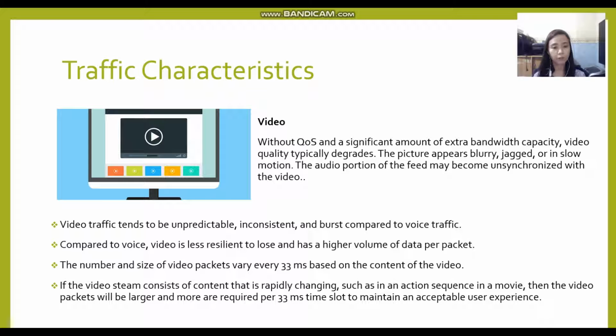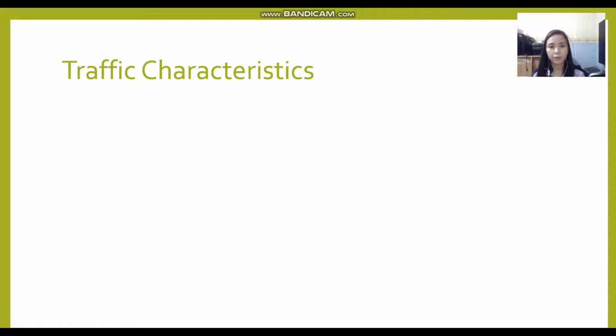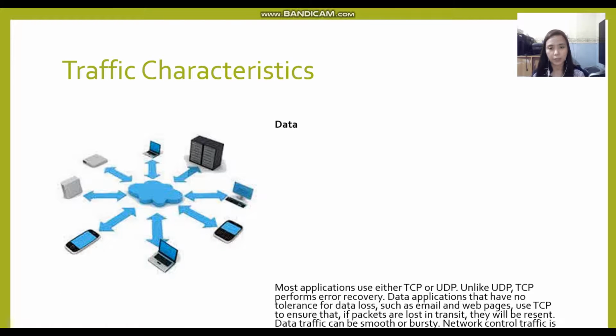Compared to voice, video is less resilient to loss and has a higher volume of data per packet. The number and size of video packets vary every 33 ms based on the content of the video. When the video stream consists of content that is rapidly changing, such as an action sequence in a movie, the video packets will be larger, and more are required per 33 ms time slot to maintain an acceptable user experience.